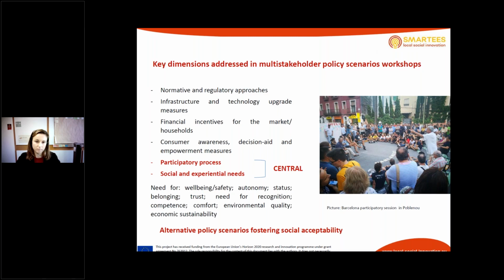We found different key dimensions, but we have to say the participatory processes and also addressing social and experiential needs were central dimensions that were addressed in most of the cases that we studied in this project. Next slide, please.